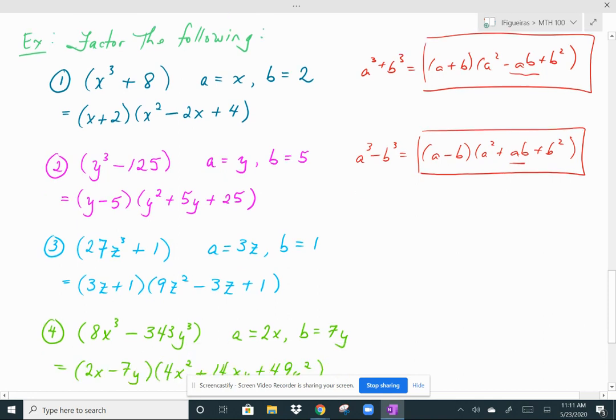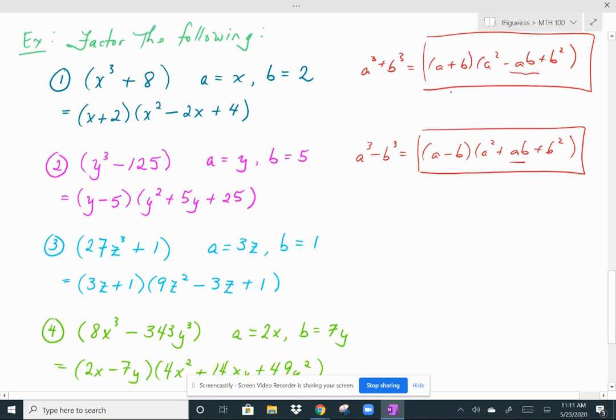Okay, let's move on. Here's another sum, so we can refer back to this formula up here. 27z cubed plus 1. My a is 3z, because 3z times 3z times 3z is 27z cubed. My b is 1, because 1 to the third power is 1. Now we plug into the formula, the first formula right here. So we have 3z plus 1 times, now remember, it's a squared, which means square this. So that's 9z squared minus, and then it's ab, that's this times this, so that's minus 3z, plus b squared, which is 1 squared, and that just gives you 1.